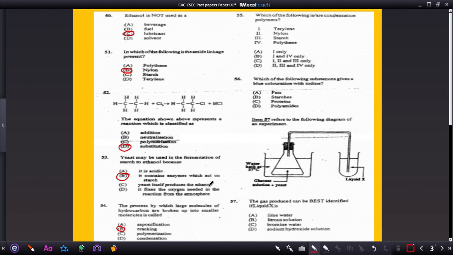55. Which of the following is or are condensation polymerization? Terylene is a polyester, so it involves the reaction between an ester, so that's condensation. Nylon, also a condensation reaction. Starch is also a condensation reaction. Polythene, which is an alkene, undergoes addition reaction. So the answer is 1, 2, and 3.